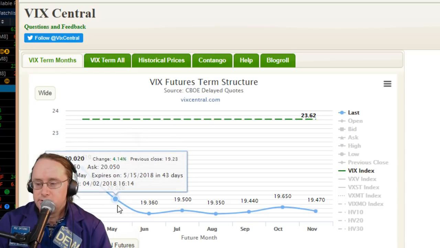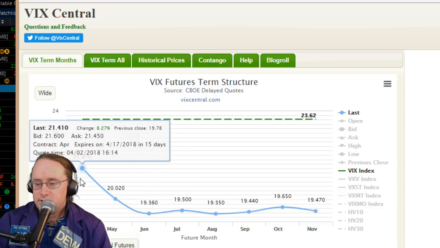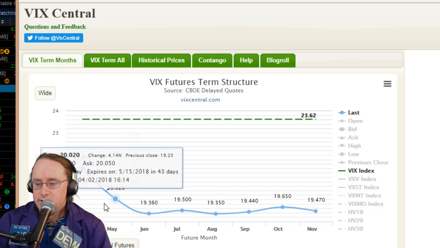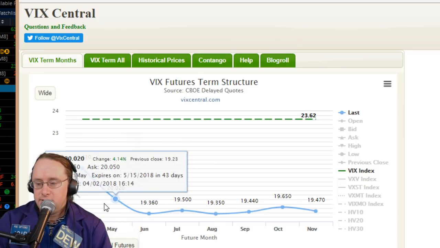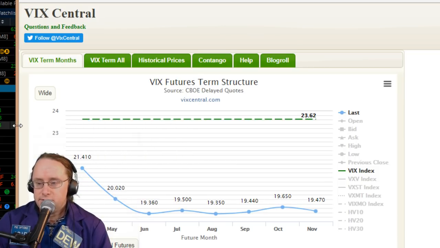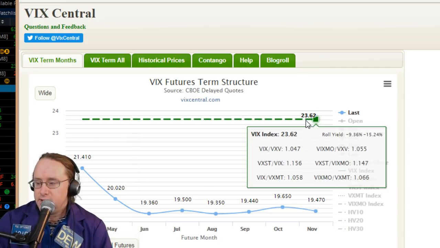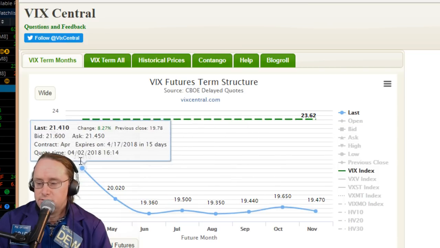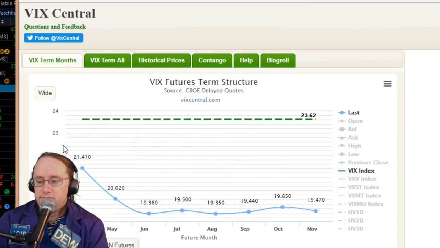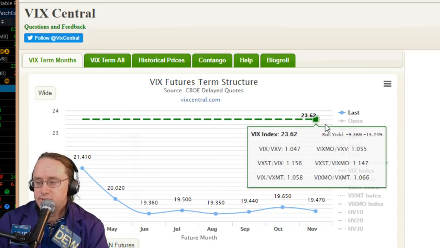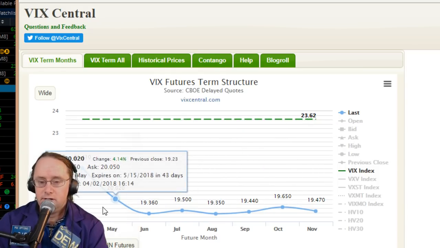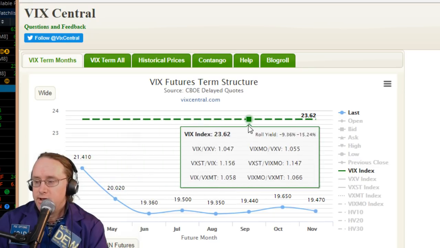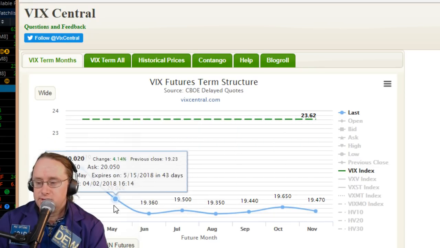21.41 and 20.02, okay? Now these futures each have their own character. Each month has its own character. It's slightly associated with the VIX. However, you see the VIX here ending the day around 23.62, and these futures are very different prices from the VIX. Now, sometimes the spot VIX price will be higher than the futures. Sometimes it will be lower. But this is what you get the price of TVIX from.